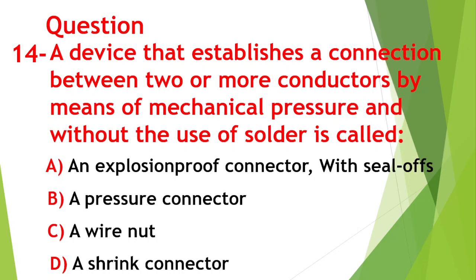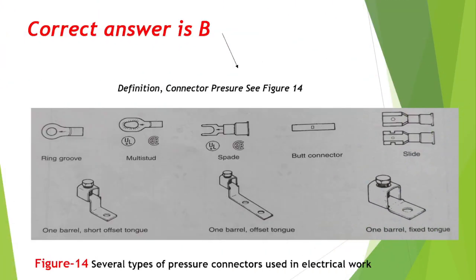Next, question number 14. A device that establishes a connection between two or more conductors by means of mechanical pressure and without the use of solder is called A. An explosion-proof connector with seal-offs, B. A pressure connector, C. A wire nut, D. A shrink connector. Correct answer is B. See the figure.